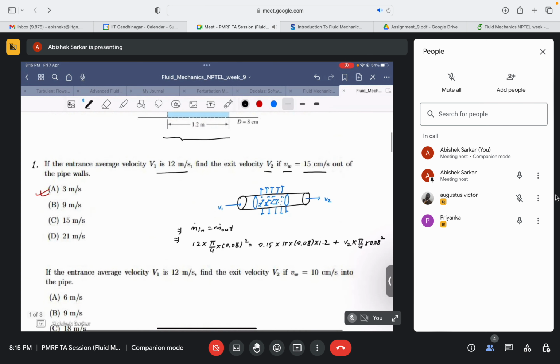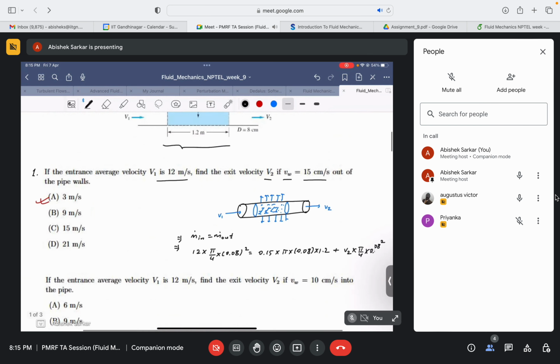Yes, sir. Okay. So Augustus, did you get the same steps while solving the problem? Yes, sir. Did you get the same answer? Yes, sir. I got it, sir. Okay. So since both of you have got the same answer, and since the steps are correct, I can say 3 meter per second is the right answer.